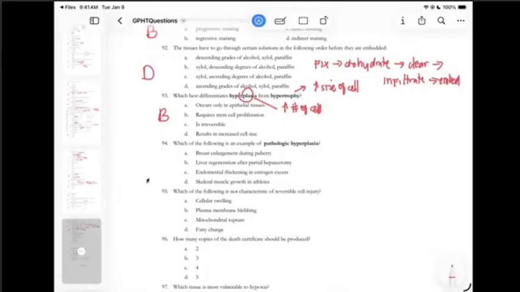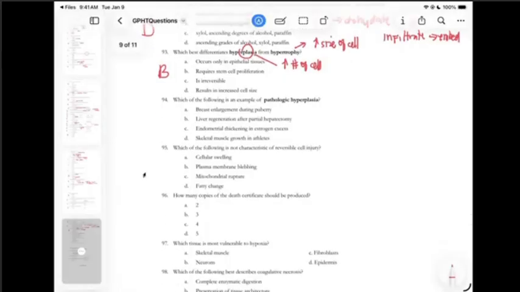94, which is an example of pathologic hyperplasia? There is an underlying disease. So the best answer here is letter C.